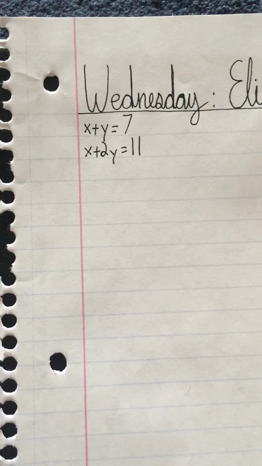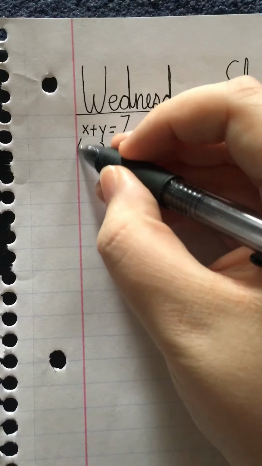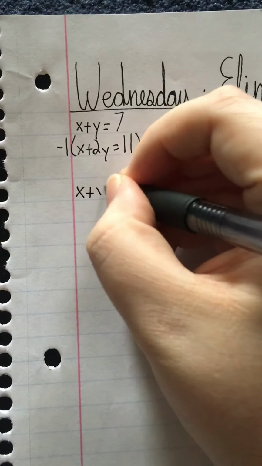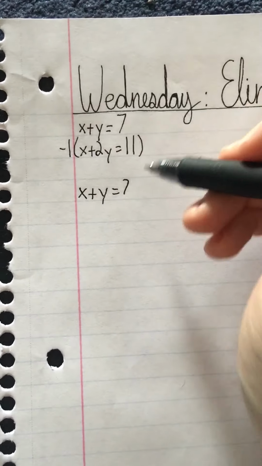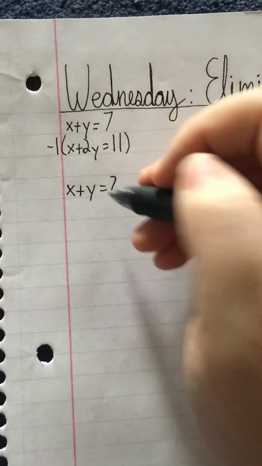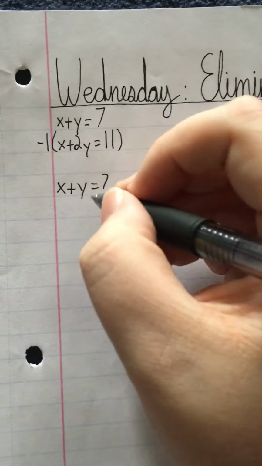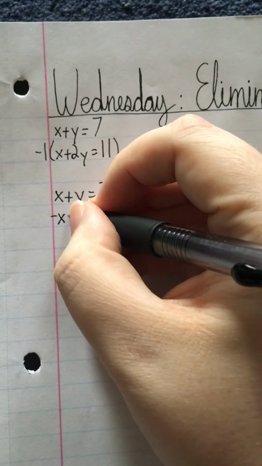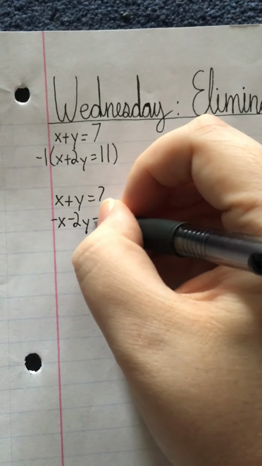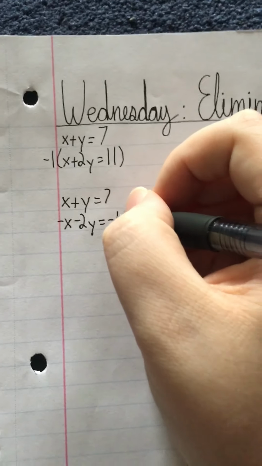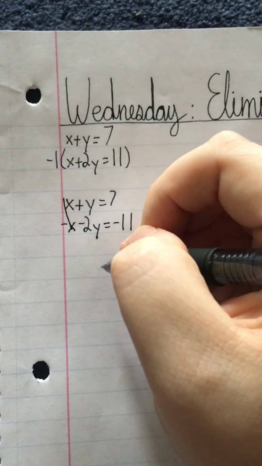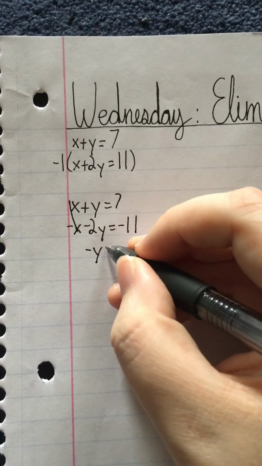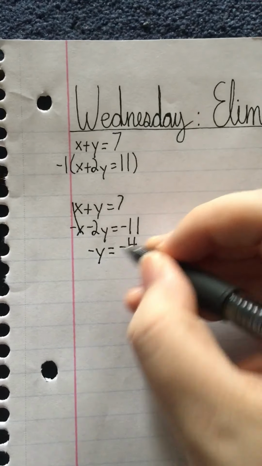The way I went with this one is I multiplied this bottom equation here by -1. I like rewriting the equations. It makes more sense for me to just completely rewrite them, but if you've skipped that step, that's totally okay. So then I end up with -x minus 2y equals -11. So the x's cancel out, and I'm left with -y is equal to -4.